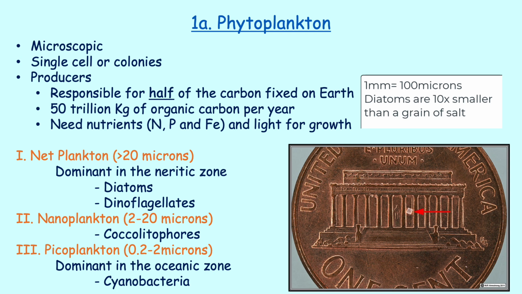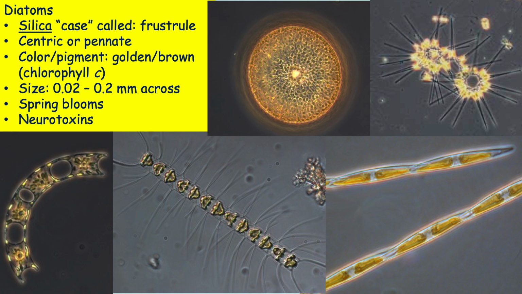So the largest type of phytoplankton, the diatoms and the dinoflagellates, are 10 times smaller than this grain of salt photographed between the two pillars of the Lincoln Memorial on the reverse side of a penny. Diatom cells are surrounded by a case made of silica. This is called the frustule. Diatoms can be centric or pennate in shape.